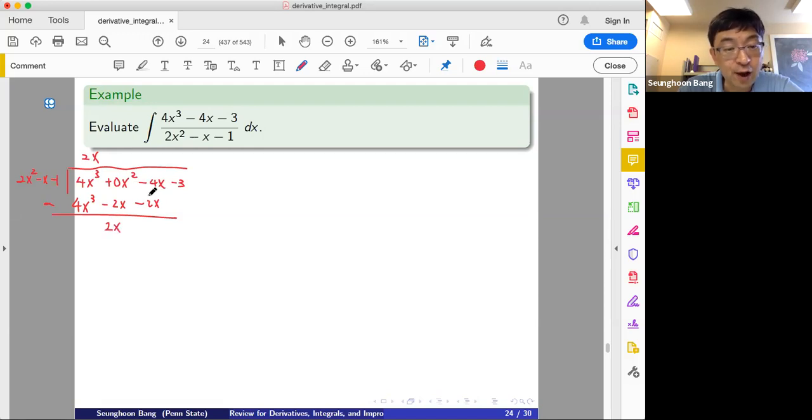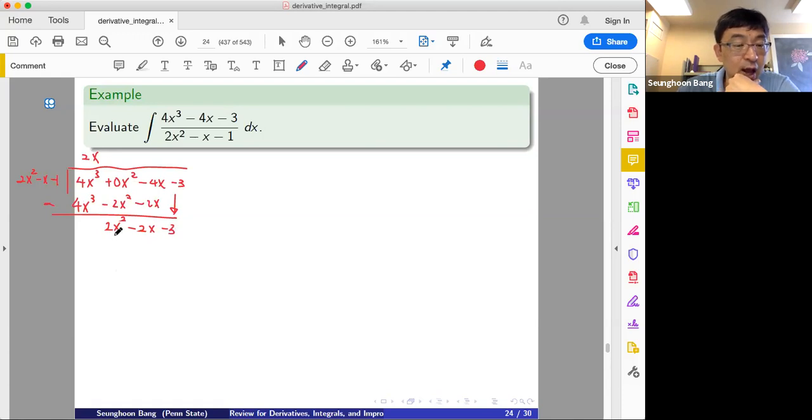The negative 4x plus 2x is negative 2x. Sorry about that, this one: the minus 4x plus 2x is negative 2x. The minus 3 comes down, like this.